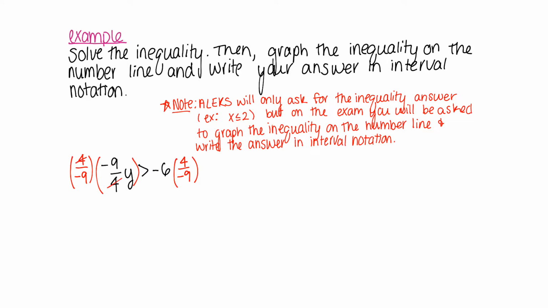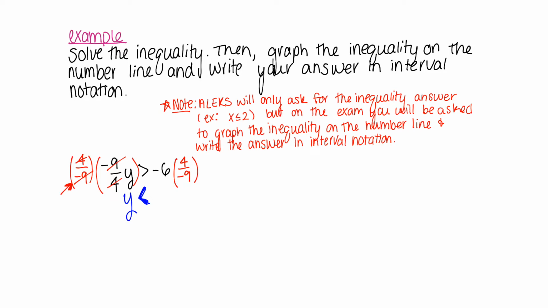This will cancel the 4's, it cancels the negative 9's. Because I'm multiplying by a negative number, see there's a negative sign there? We're multiplying by a negative number on both sides. That means that instead of keeping the direction the same, we flip it. We flip the direction. So it points to the left now instead of the right.